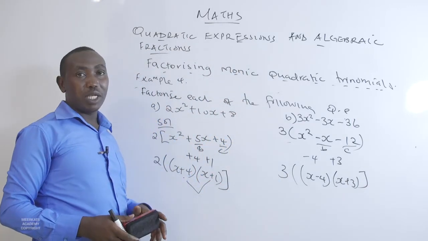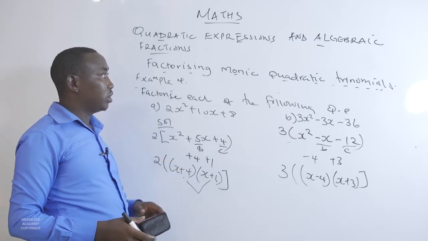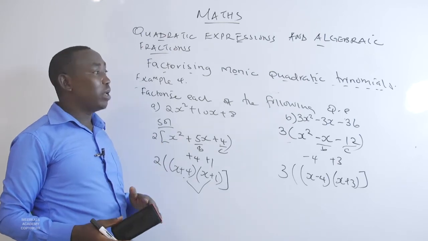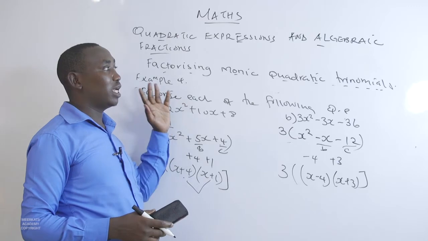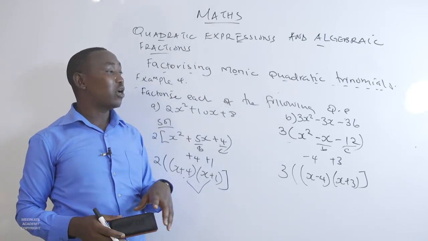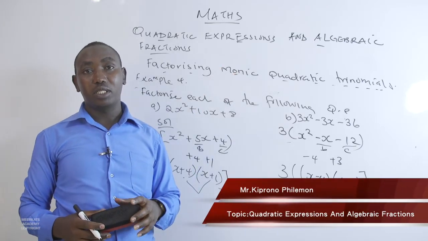So this brings us to the end of our discussion, where we have looked at two subtopics. 1, how we can factorize by grouping, and 2, how we can factorize monic quadratic trinomials. When we meet next, we shall look at how we can factorize non-monic quadratic trinomials. Thank you.